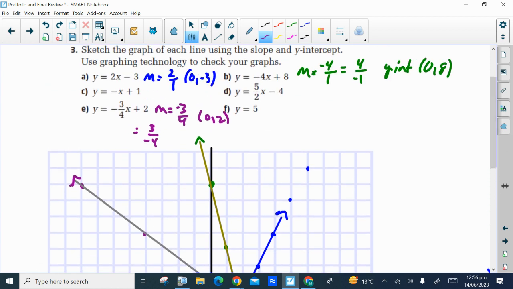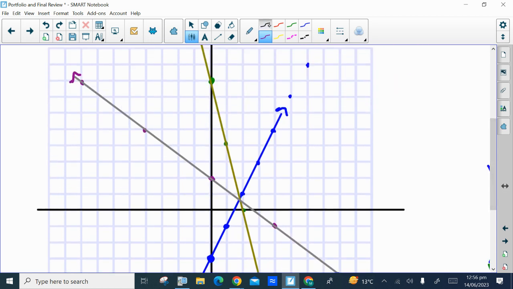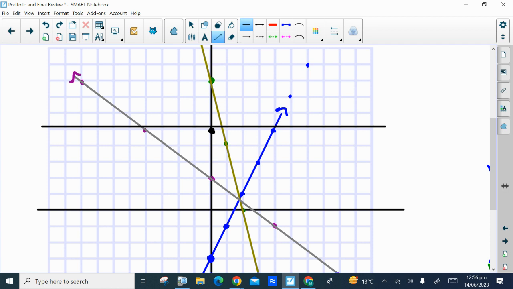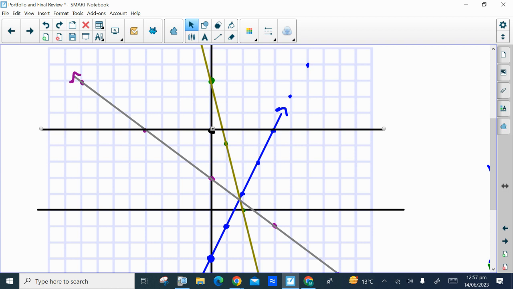Right? And question F, well, that would be the same as y equals 0x plus 5. That's one way to look at it. A slope of 0 and a y-intercept of +5. So 1, 2, 3, 4, 5. And a slope of 0 means it's perfectly flat. The other way of looking at this line is that x can change, but y doesn't. Y is always 5. And that's what this line shows. X can change, but y always stays the same value.